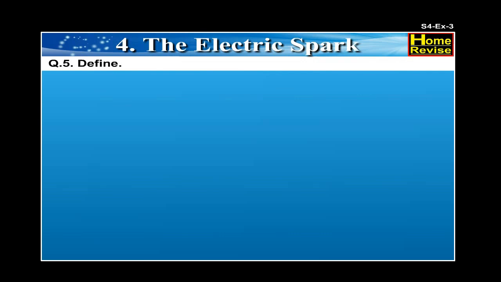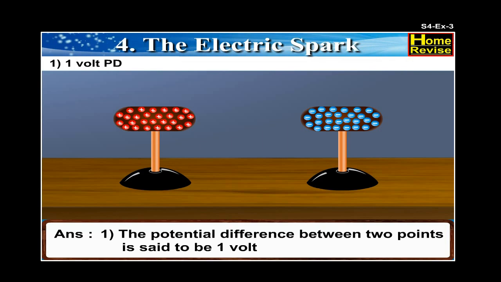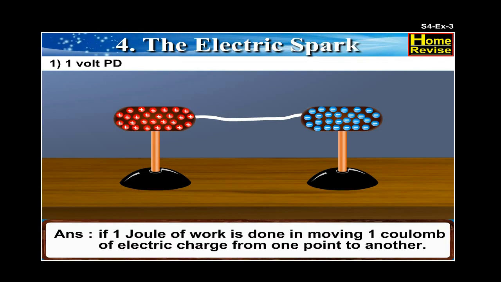Question 5. Define. First, 1 volt PD. The potential difference between 2 points is said to be 1 volt if 1 joule of work is done in moving 1 coulomb of electric charge from one point to another.